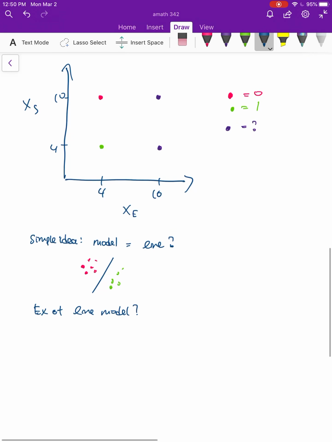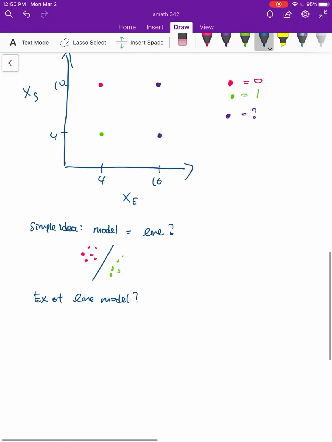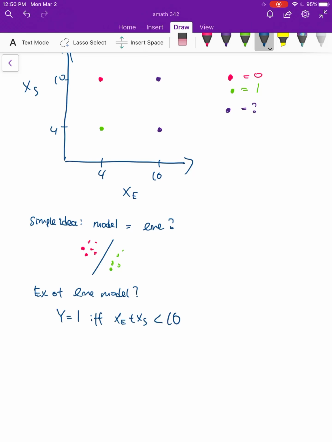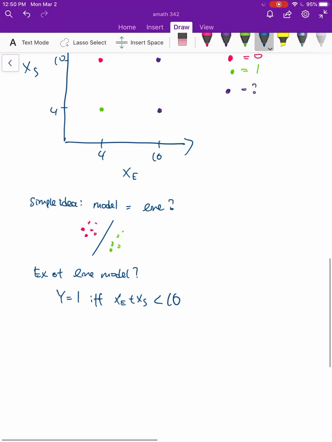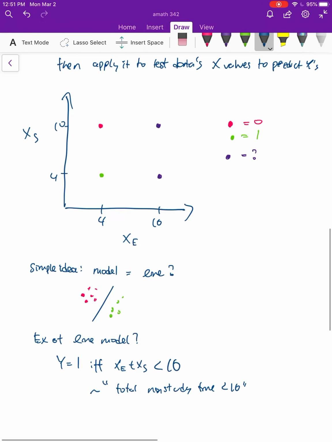So an intuition that makes sense for this problem would be maybe the person would be able to finish the homework if XE plus XS is less than some amount. And I'm going to choose the value 10 just because it would be able to separate our red and green dots nicely. So again, the intuition is total non-study time less than 10. Okay, how does this look?